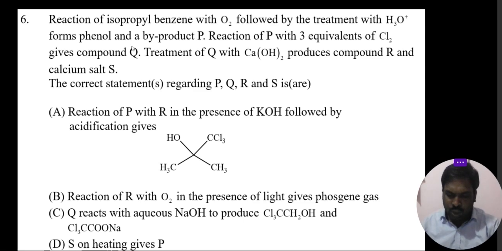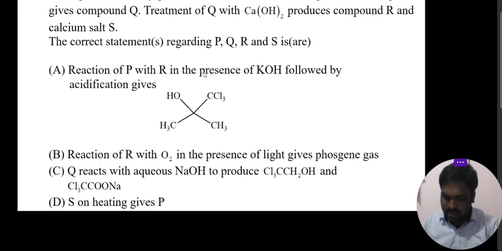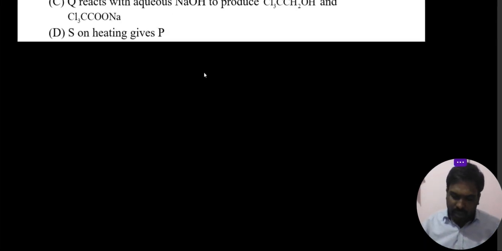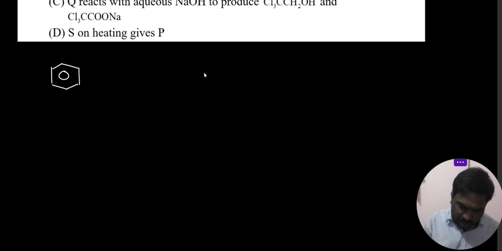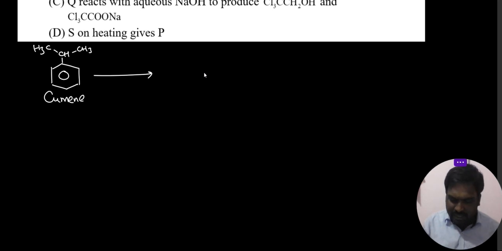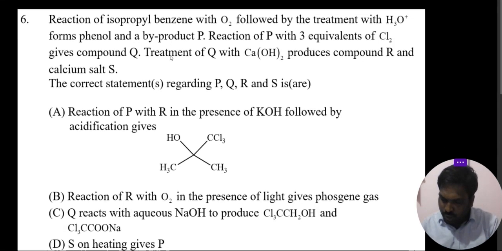So the first one, isopropyl benzene with oxygen followed by treatment with H3O+. Isopropyl benzene is called cumene. This cumene reacts with oxygen followed by treatment with H3O+. Then cumene hydroperoxide is formed.